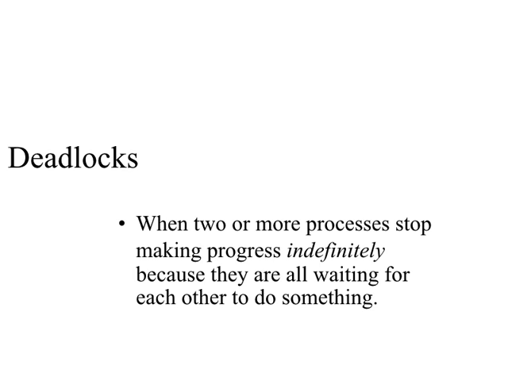Now let's take a look at the problem of deadlocks. Deadlocks happen when two or more processes stop making progress indefinitely because each process depends on some other process to make progress. Essentially, all the processes end up in a cycle waiting for each other and nobody makes any progress.